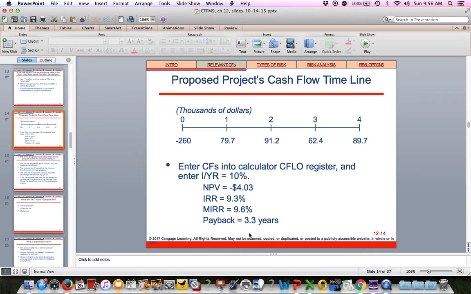And that kind of shows you how payback can be so-so when it comes to making a decision. Okay, I get my money back in 3.3 years, but it's really not a good project. I'm going to lose value. I'm not making a return above the WACC. Payback is just information, but you would never make a decision based on payback.